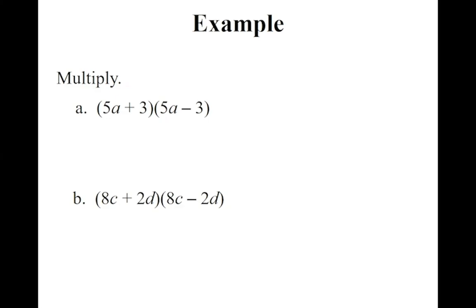5a plus 3 times 5a minus 3. Square the first, subtract, square the second. When we square 5a, we get 25a squared. When we square 3, we get 9. So 25a squared minus 9 is our answer. This special case is the only time where we can multiply a binomial times a binomial and get a binomial back.